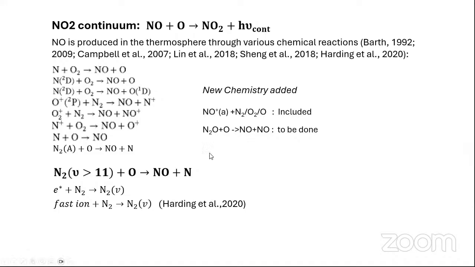So Brian Harding actually proposed another potential mechanism. In that, the nitrogen molecules could be excited to high vibrational levels by collision with fast drifting ions. And if the vibration level is larger than 11, they have sufficient energy to overcome the energy barrier in this reaction and produce nitric oxide and, in turn, the NO2 continuum.